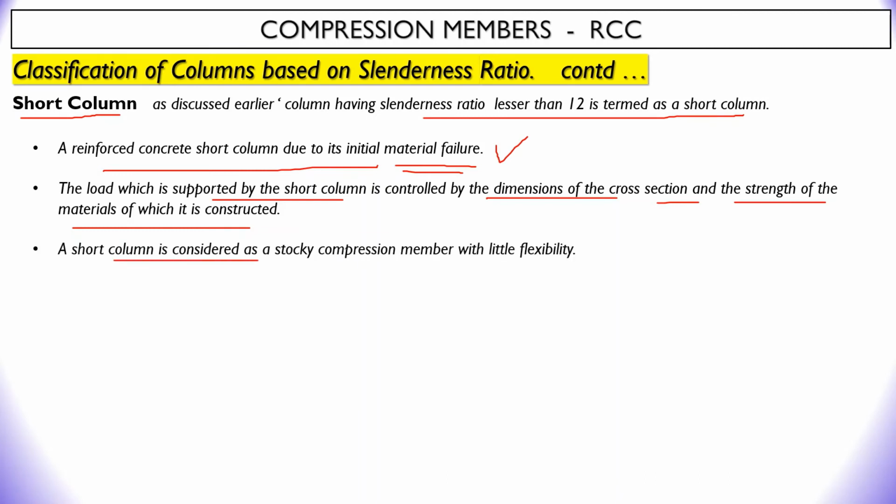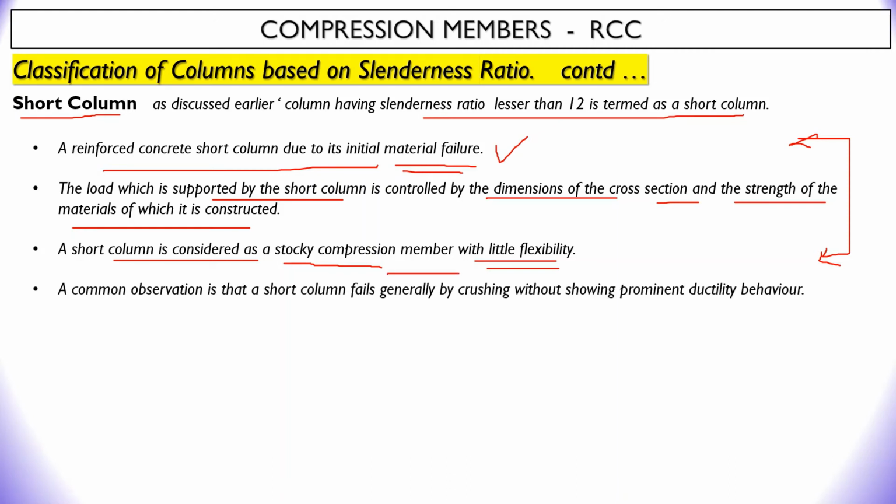A short column is a stocky compression member which has very little flexibility. So it is very easily understood from these points. A short column will fail by failure of its material, not by any type of buckling, because it has very little flexibility. That means it will fail just with compressive stresses. What we commonly observe is that a short column fails by crushing without showing any permanent ductile behavior.